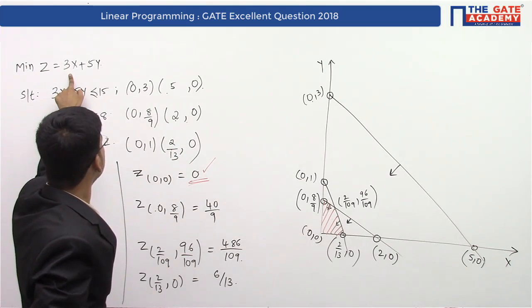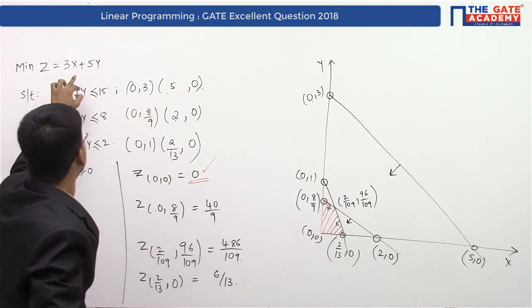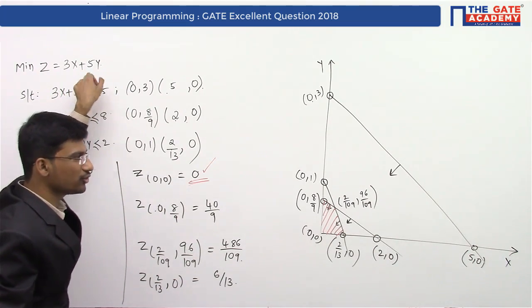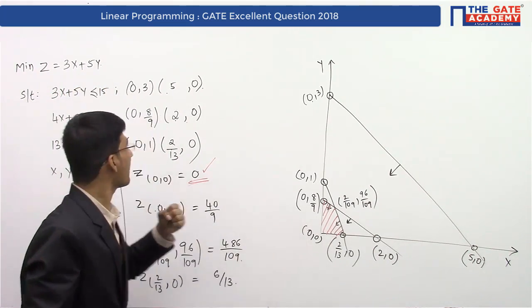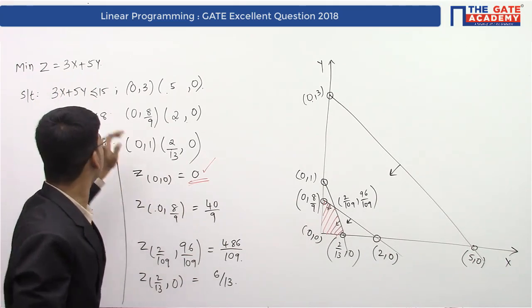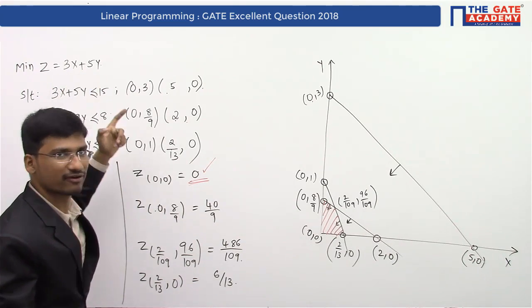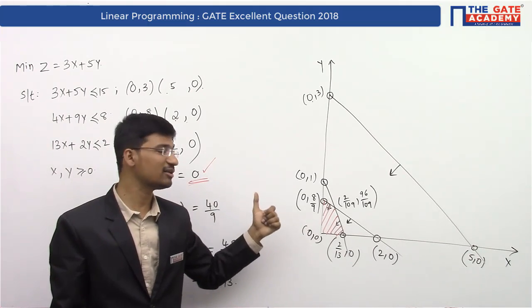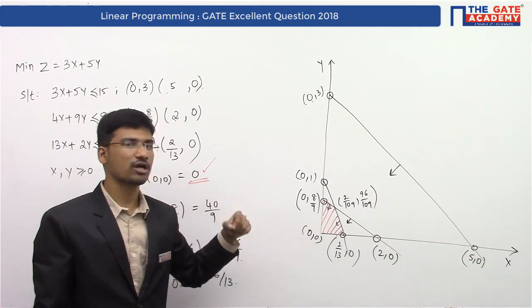Now look at the objective function. Objective function also, it is 3x plus 5y. Now when there is only plus symbol between these two, this shortcut will work. Otherwise this shortcut will not work, because if there is 3x minus 5y, then you will get a negative value of your objective function, which will be minimum. Okay. So now you have to observe.